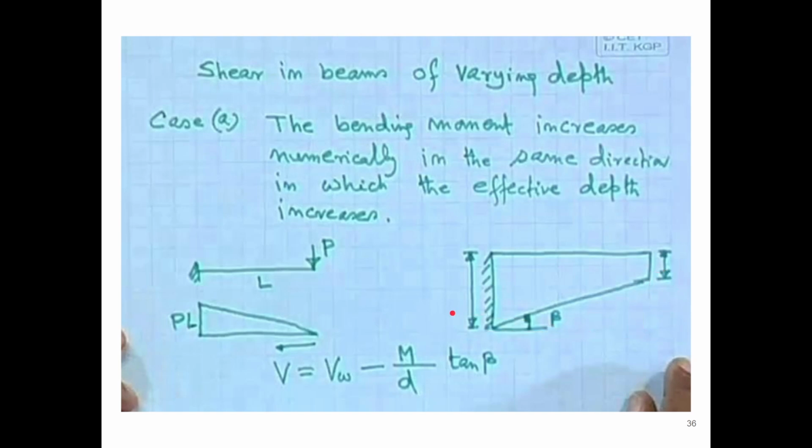So this ratio is the tan beta. Using this you will get the shear force for that particular section. If the section is here, because the depth is increasing in the direction the moment is increasing, the shear force at that section will be less as compared to this. So the effect will be less.